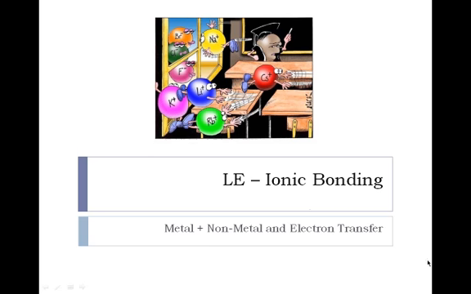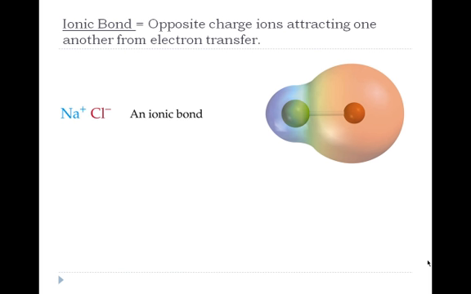All right, ionic bonding. This is what you guys learned in class last time. Ionic bonds are from when you have metals, nonmetals, and electron transfer. Don't forget that these guys up here are not atoms. They are ions. Ions are atoms that have lost or gained electrons and therefore have a charge.